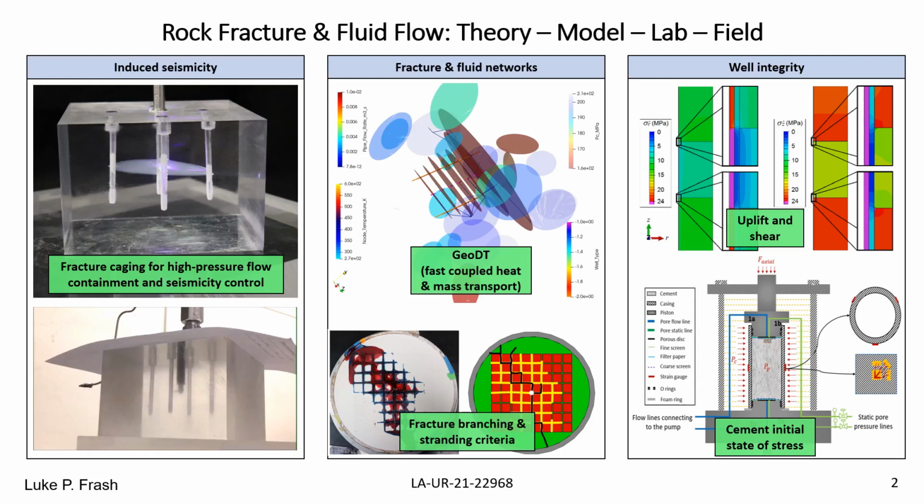In this case, we're looking at the criteria as a function of injection parameters for when a hydraulic fracture will form as a simple single planar structure versus a more branched swarming structure. The branched swarm structure is potentially beneficial for improved production for oil and gas.